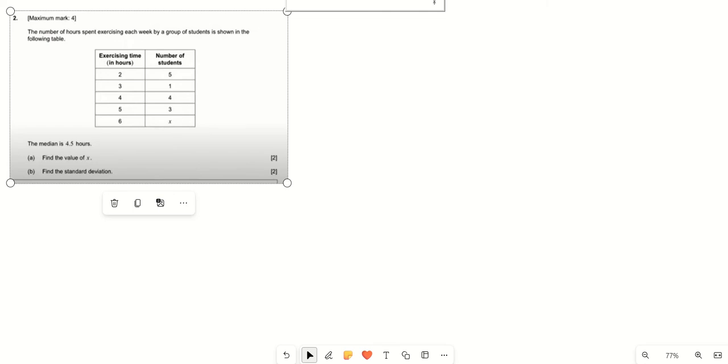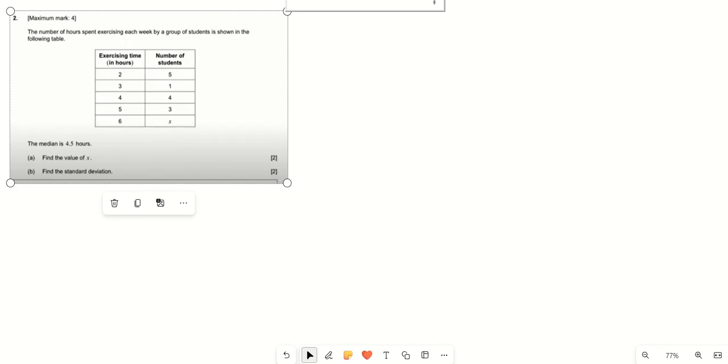Question 2. So we are given here the table. We have on the right column the number of students, and on the left column the time that they spent in hours preparing. Now it is given that the median time for preparing is 4.5 hours.